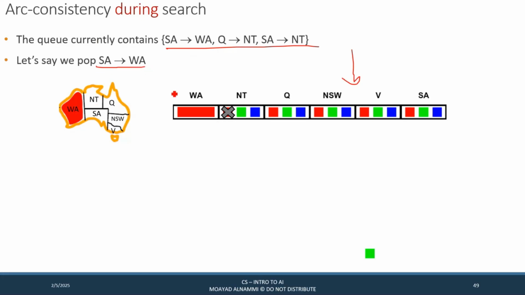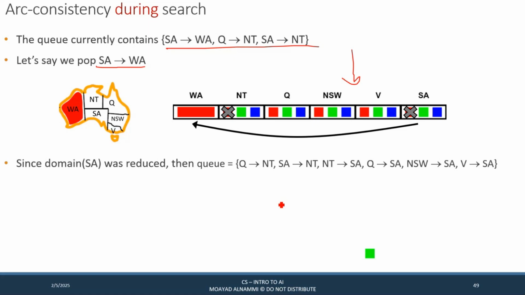Let's say we pop SA goes to WA, right? So I'm checking this arc, SA goes to WA. I need to remove the value red from the domain of SA. The other values, green and blue, are fine. Because the domain of SA has been modified, I need to re-add their unassigned arcs, the arc neighborhoods.